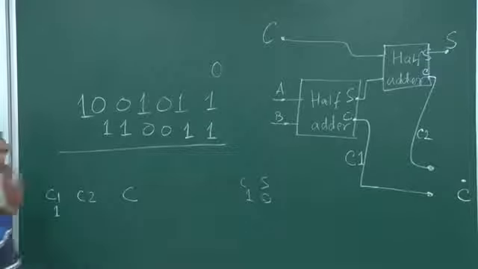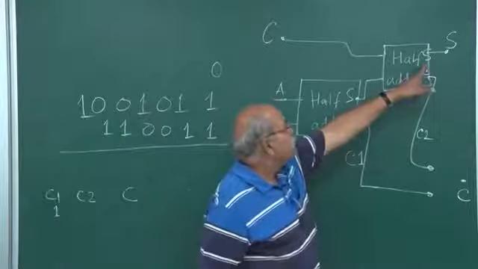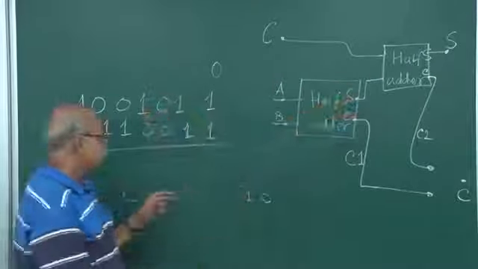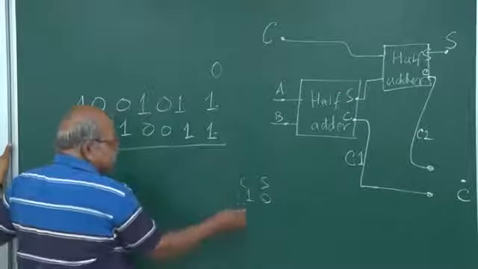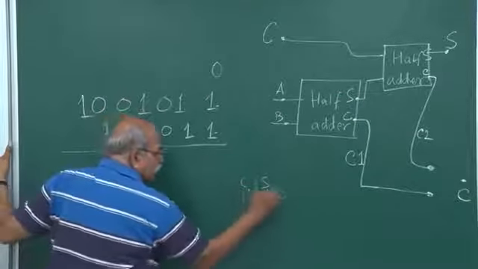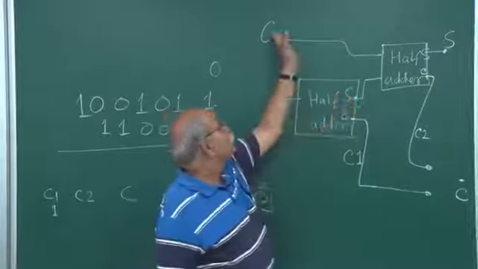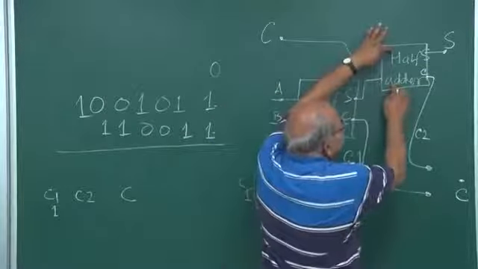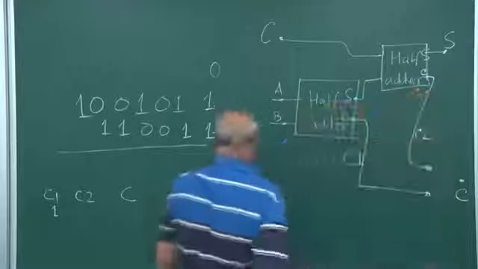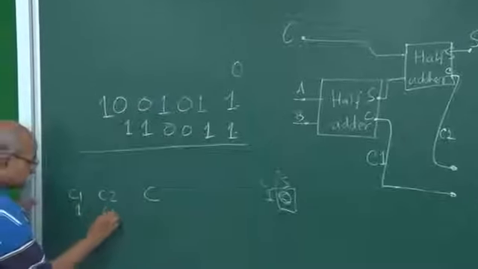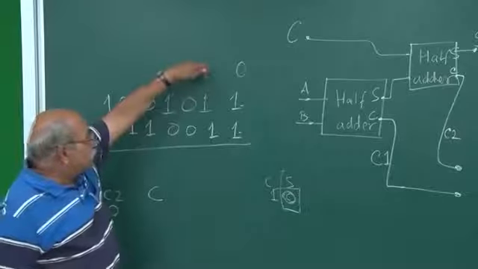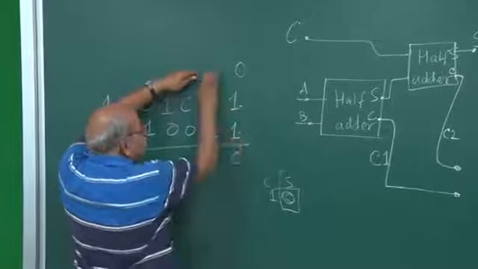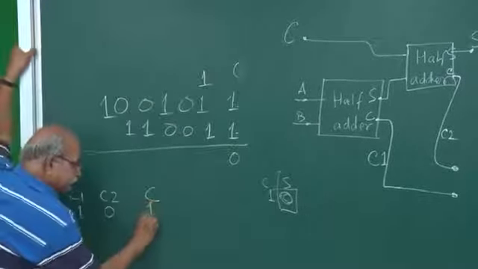And what is C2? When I am adding this carry and this sum, what is the sum here? The sum is 0. This sum 0 is to be half added to this carry, which is 0. So 0 and 0 are going here, and therefore the carry will be 0. So C2 is 0. And this position is C. So what is C here? This will give you 0 here, and this will give you 1 here. So C is 1.